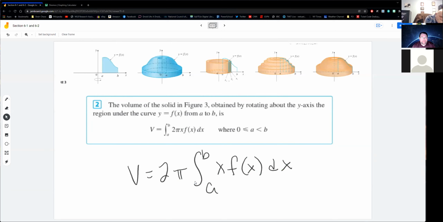Now, here's the other thing. The problem on the screen, we're rotating around the y-axis, and it's solved in terms of x. If you remember in the disk method, I said whatever we're rotating around, it has to be solved for that. So if we're rotating around the x-axis, it's solved in terms of x. If we're rotating around the y-axis, it's solved in terms of y. And this one is the exact opposite. If we're rotating around the y-axis, we want the problem solved in terms of x. If we're rotating around the x-axis, it's going to be solved in terms of y. So it's the opposite connection.